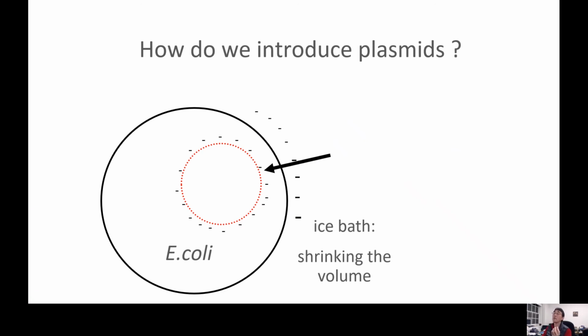Of course, not all the E. coli can do that. Some of them may actually die out of the heat shock, because 42 degrees Celsius is a pretty high temperature for E. coli. But you're quenching the heat by putting the E. coli into the cold temperature, in this case the ice bath, and it sucks the plasmids in and quenches the heat. After that, you allow the E. coli to recover because it's a pretty stressful environment for microbes.